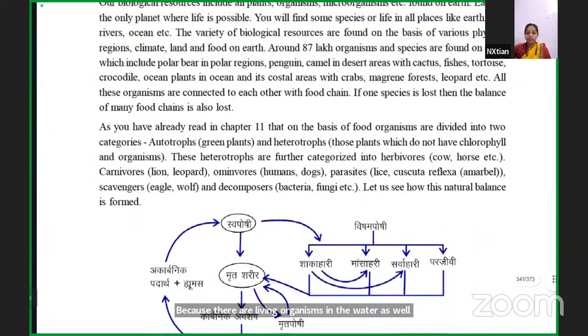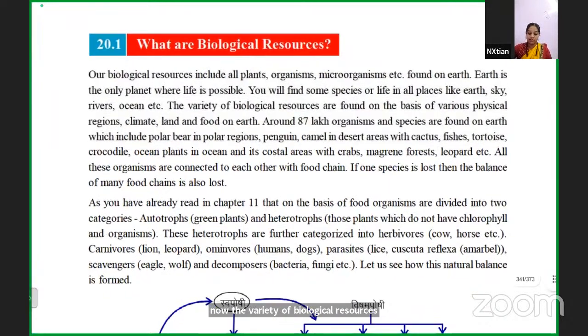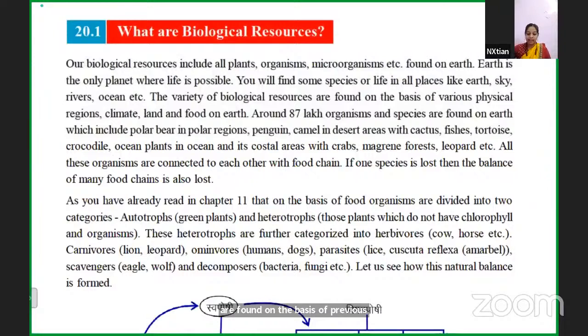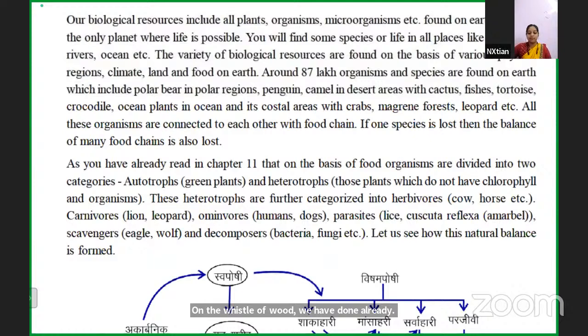Right. So now the variety of biological resources are found on the basis of various physical regions, climate, land, and food on Earth. If we talk about the classification of the biological resources, it's done on the basis of physical regions. Various types of organisms are found on different physical regions. Then, on the basis of climate, organisms are classified on the basis of the climates of those regions. Then, on the basis of the land, and on the basis of food.